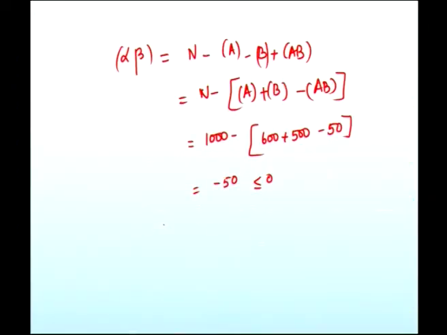Therefore, the given data is not consistent. The given data is inconsistent. Since you have alpha beta less than 0, the data is inconsistent. That is the conclusion we can arrive at for the data given.